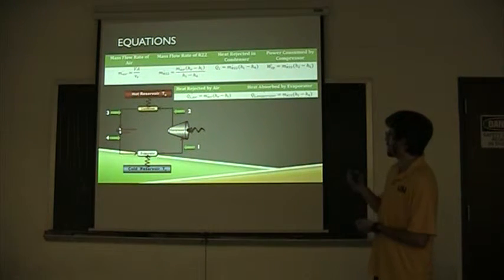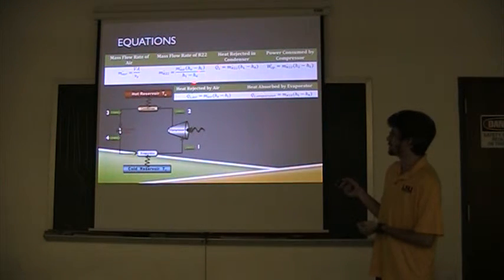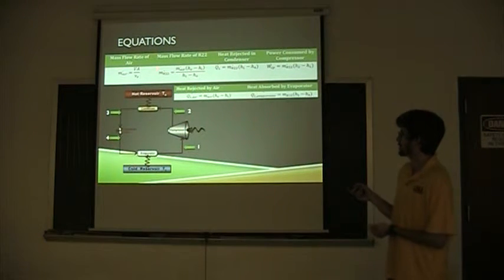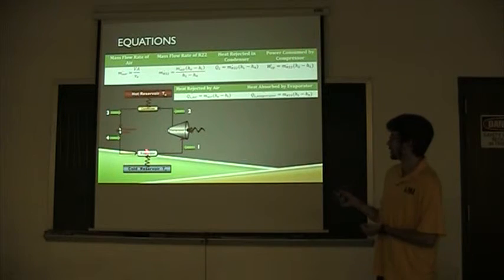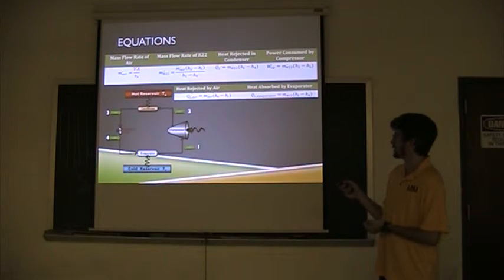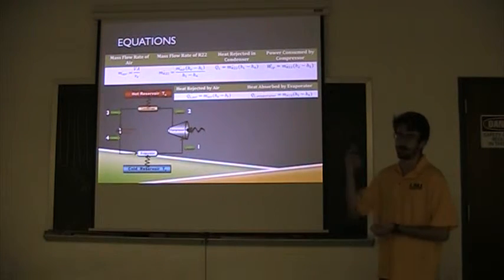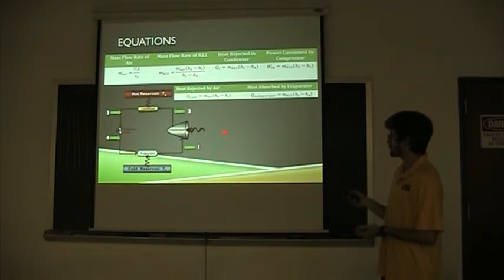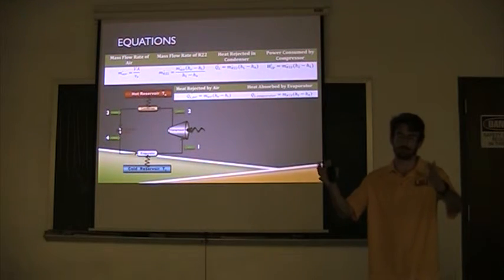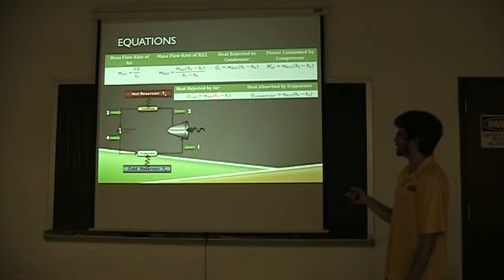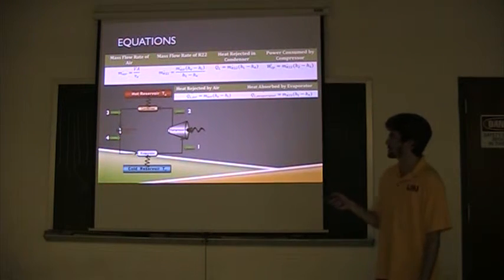First off, our mass flow rate of R22 is calculated using this equation. And the way we got this is by setting the heat absorbed by the evaporator down here equal to the heat rejected from the air that's flowing over it. And this HE and HI would be the enthalpy at the exit and inlet to the duct that the air flows through over the evaporator. I found these numbers using the dry and wet bulb temperatures.